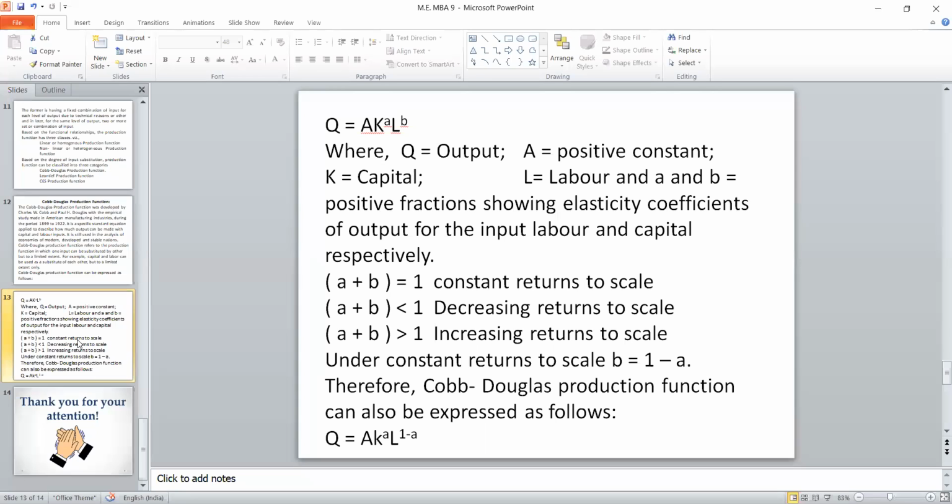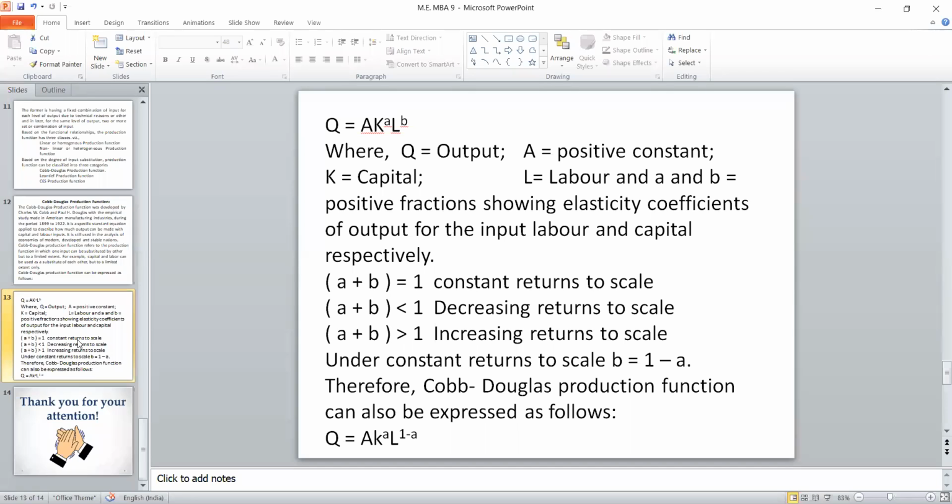So suppose a + b = 1 means constant returns to scale. Suppose it is less than 1, it is not increasing, it is decreasing. More than 1, it is increasing returns. In this particular unit, we will see both the law of variable proportion and the law of returns to scale. By the time, I will explain in detail what returns to scale is. So what we have to write in this particular answer is nothing but that particular equation. What equation? Q = A × K^a × L^b.